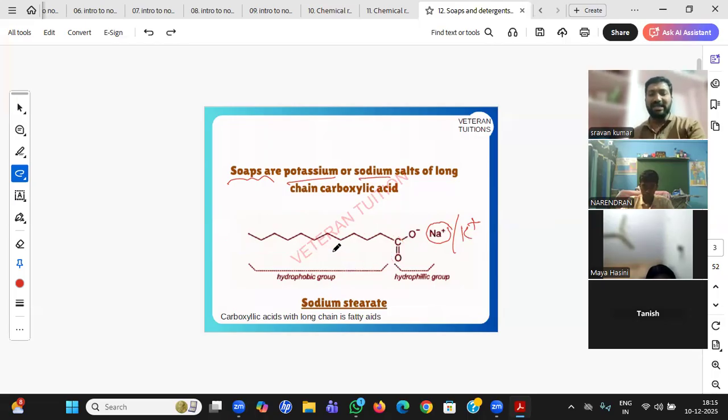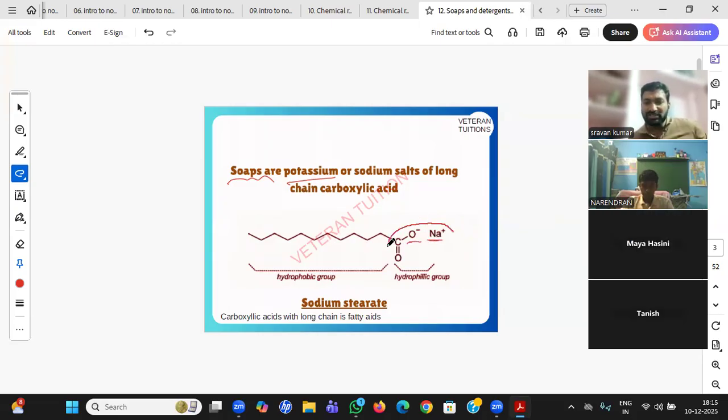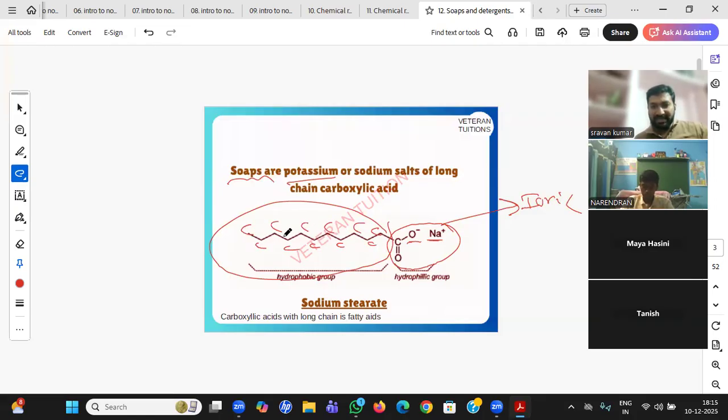Now, what is the specialty in here? The specialty is we have a Na plus O minus. So this head is something else, tail is something else. Okay, Narendran, what is this head? Ionic bond or covalent bond? Ionic bond. Yes, head is ionic bond. What is tail then? You can see carbons generally form covalent bond.